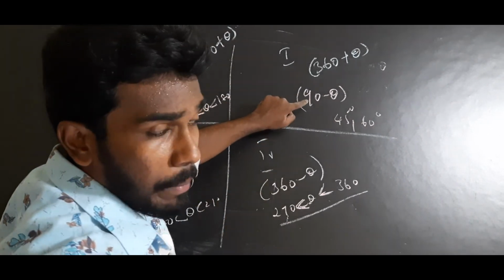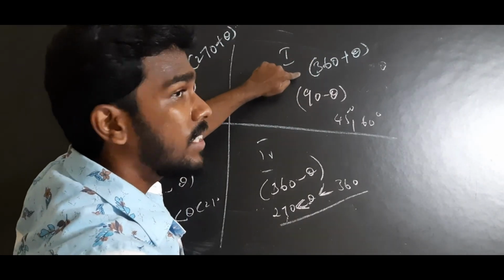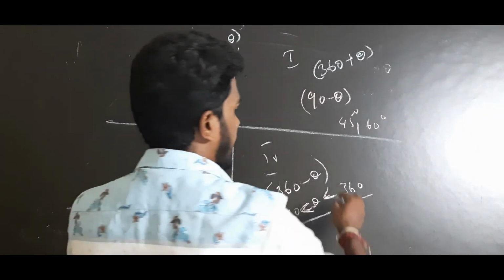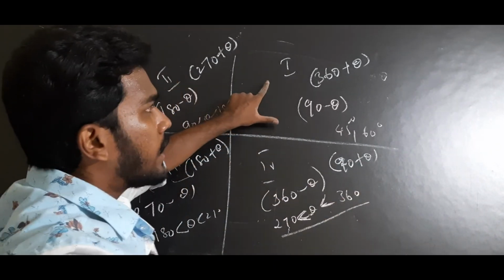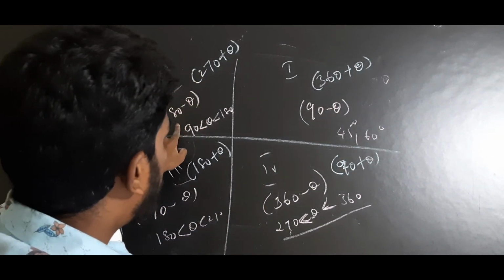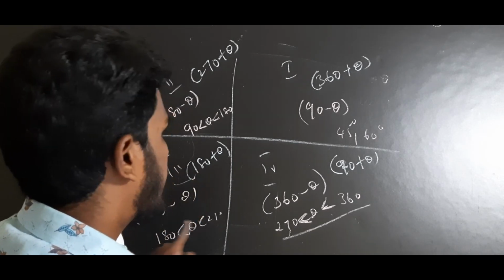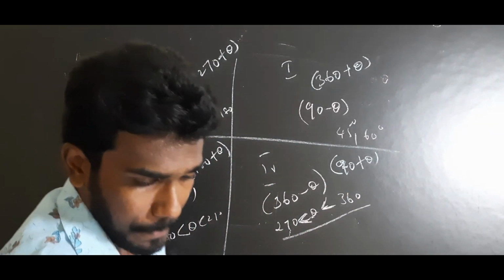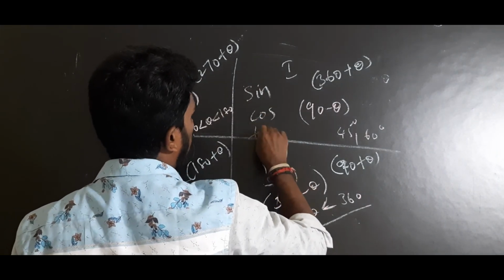I'm beginning from here. I began from 90 minus theta. For writing positive quadrants, I'm beginning from 360, 270, 180 plus theta. Here I can write it as 90 plus theta. So first quadrant comprises of 90 minus theta, 360 plus theta. Second quadrant comprises of 180 minus theta and 270 plus theta. Third quadrant comprises of 180 plus theta and 270 minus theta, and fourth quadrant comprises of 360 minus theta and 90 plus theta.